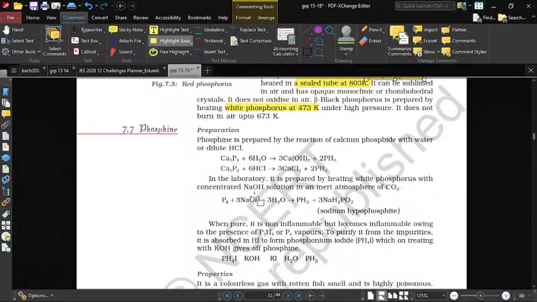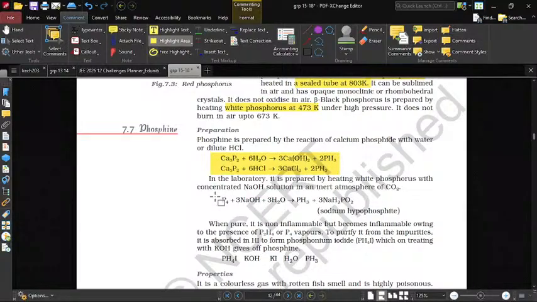Phosphine. Phosphine is prepared by reaction of calcium phosphide with water or dilute HCl. Ca3P2 plus 6H2O will give 3Ca(OH)2 plus 2PH3. Ca3P2 plus 6HCl will give 3CaCl2 plus 2PH3.